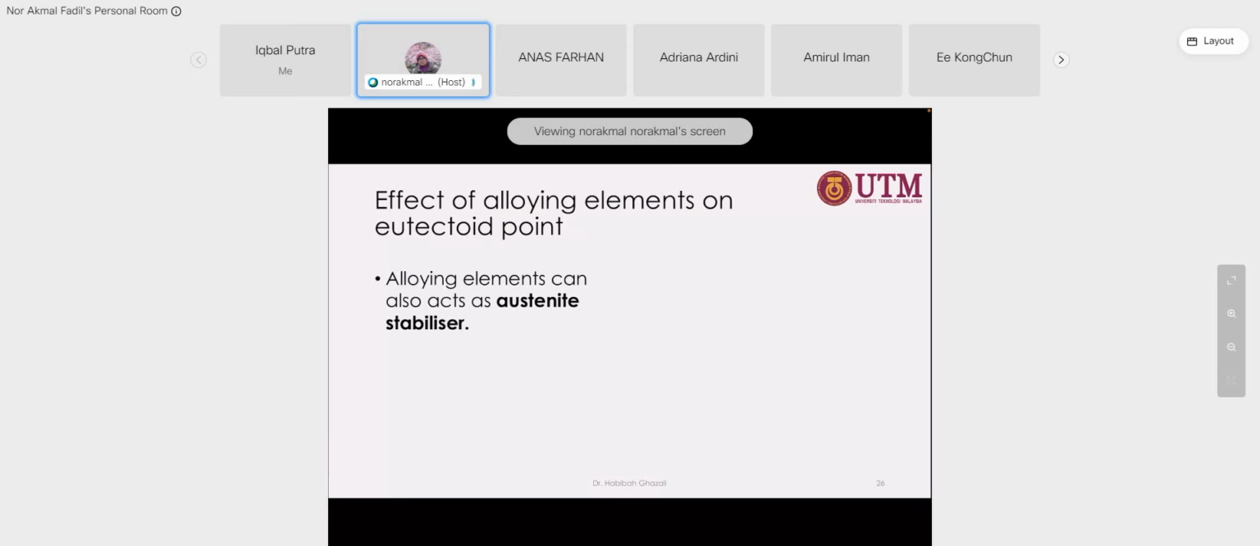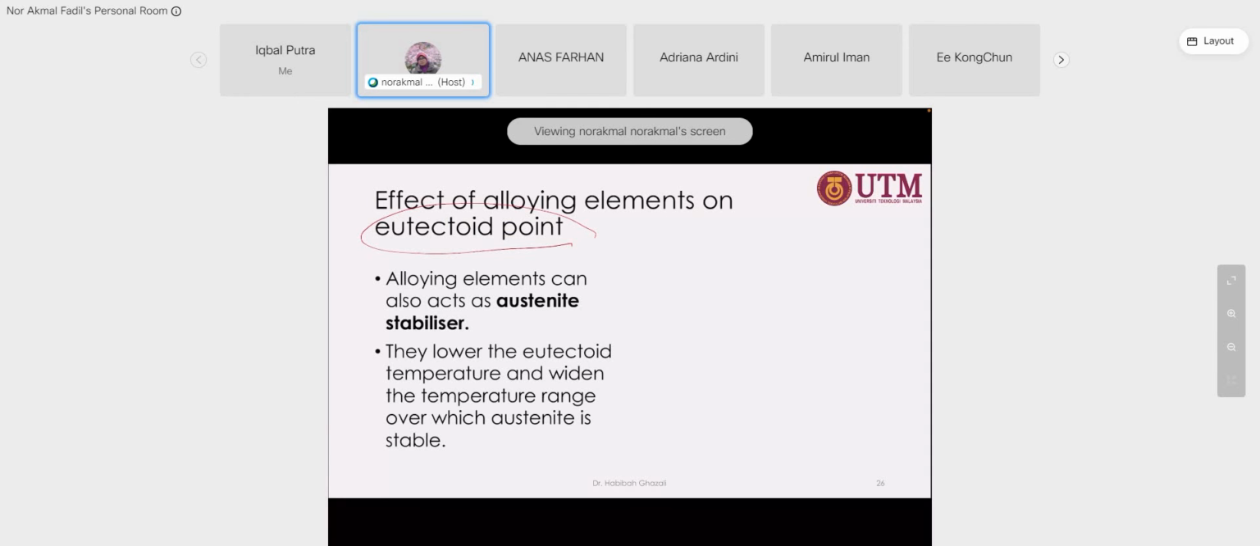Effect of alloying elements on the eutectoid point. What is the eutectoid point? It's an isothermal reaction at a constant temperature. Alloying elements can also act as austenite stabilizers. How? Austenite stabilizer means that you can have austenite at slightly lower temperature. So what happens is it's lowering the eutectoid temperature and widening the temperature range over which austenite is stable. It's like this.